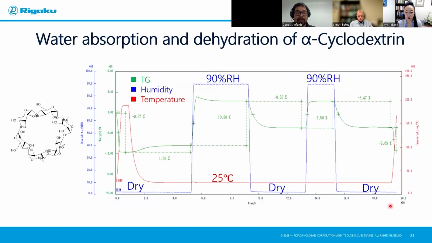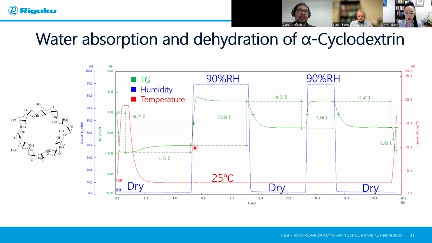One case study right here is the water absorption and dehydration of alpha cyclodextrin. The blue is the humidity, the red is the temperature, and the green is the TG data. So the first part right here, you can see that there is a pre-drying treatment. Temperature went up all the way to about 180 degrees C, and you can see about 10% mass loss due to drying. And as temperature goes down, some of that mass is retained at about 1.6%. This is probably associated with leftover water vapor inside the chamber that gets reabsorbed back into the cyclodextrin.